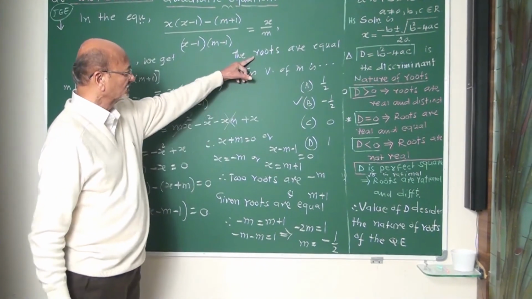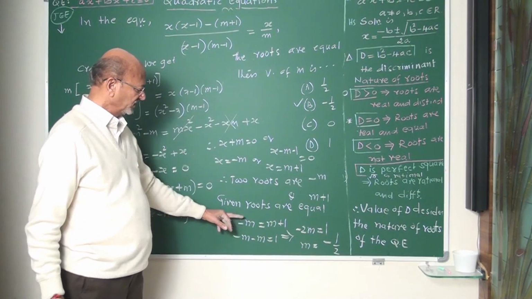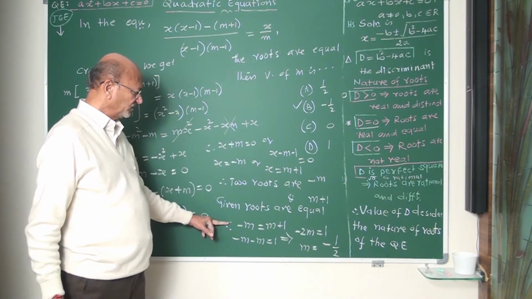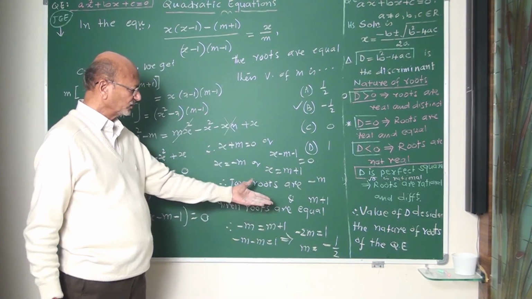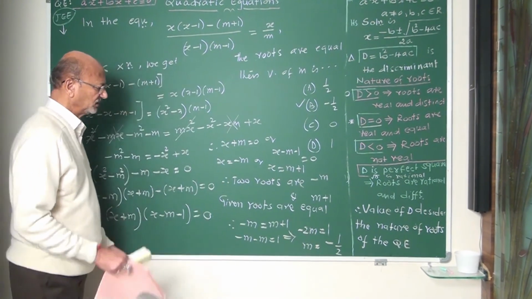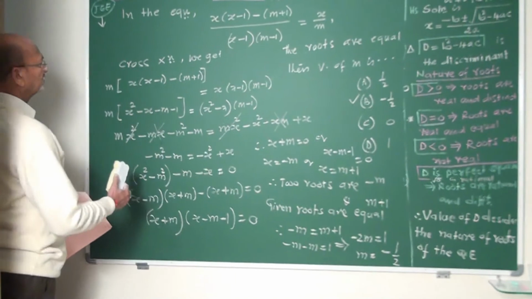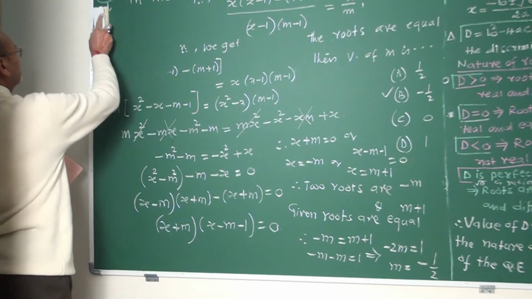What is the condition? The roots are equal. Equate them. Minus 2m is 1. So the value of m is 1 by 2. Yes, my friends. The last example is.